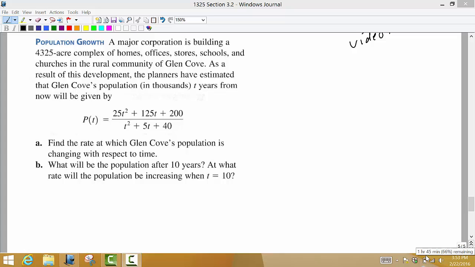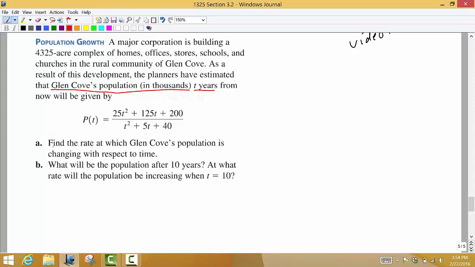A major corporation is building a complex of homes, offices, schools, and stores, and we are looking for the rate at which Glen Clove's population is changing with respect to time. And let's underline a couple of things. The population is given in terms of thousands, and t represents years.